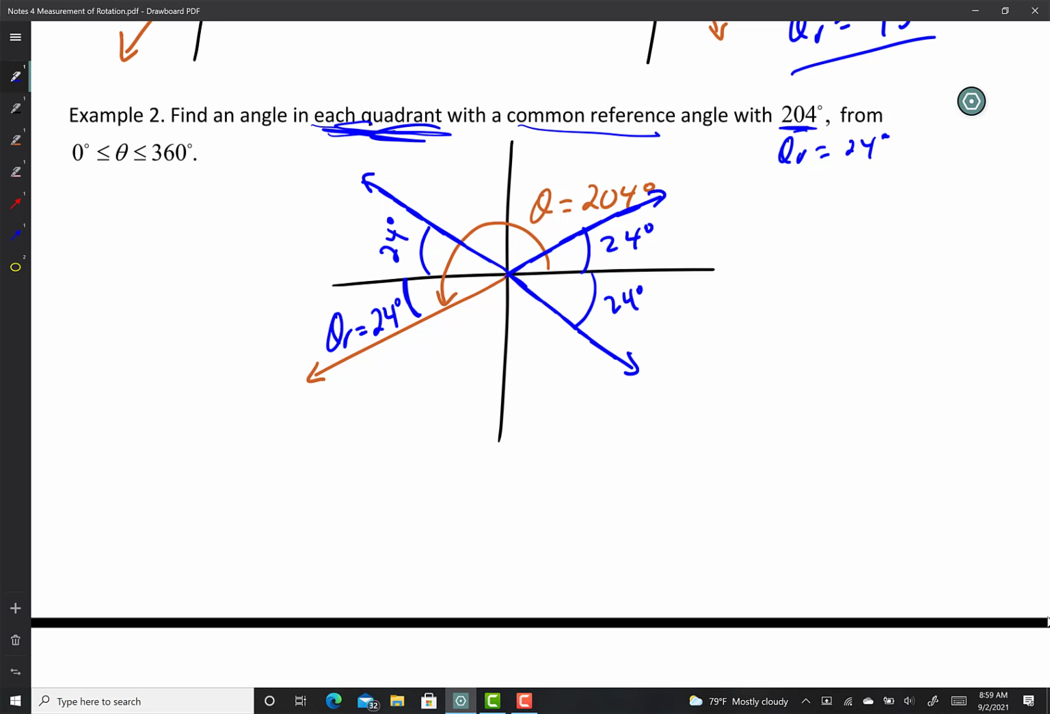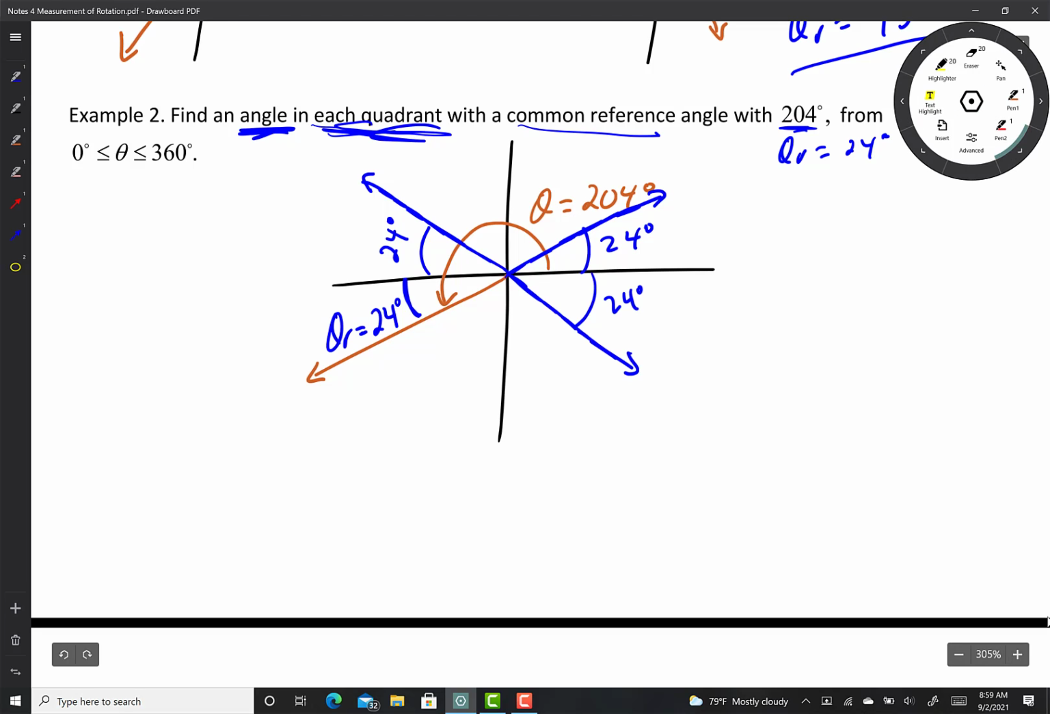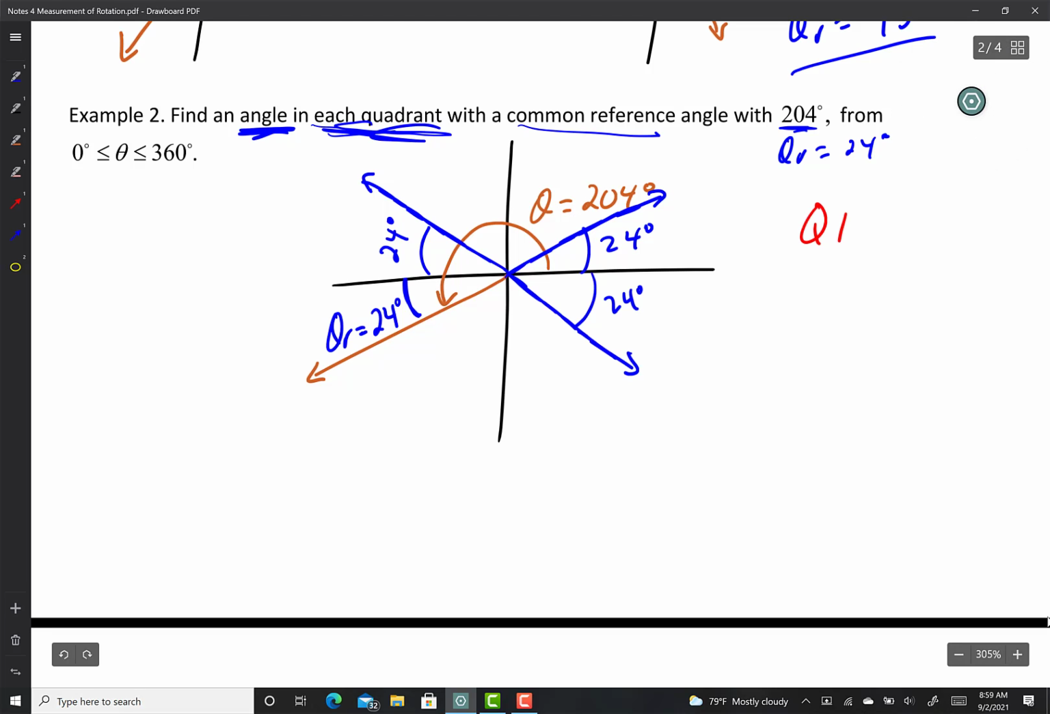Now I'm getting closer to my answer. What they want is to find the angle that creates that reference angle. Quadrant 1 is just 24 degrees, so you got an easy one right there. Which one did they give us? They gave us the one in quadrant 3, so that's the next one I would fill in. They give us a quadrant 3 one, which was 204. How do I find the quadrant 2 and the quadrant 4 one?